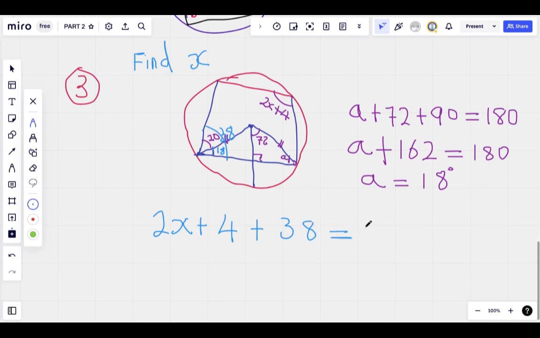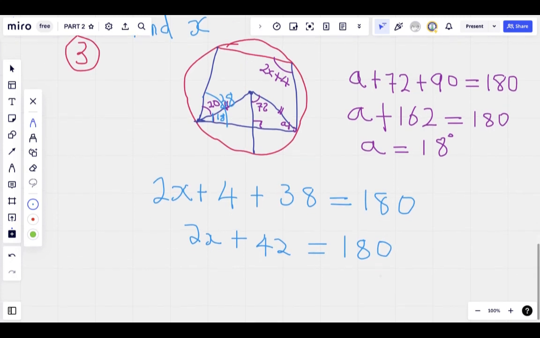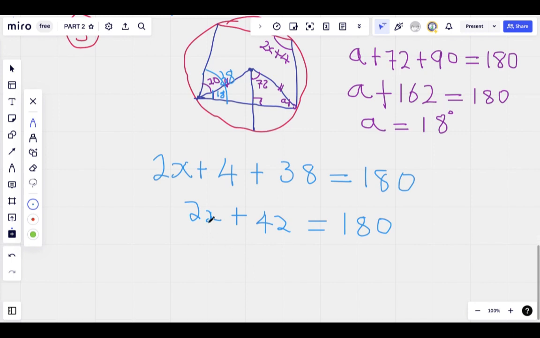Equal to 180. Why do we equate to 180? Because we are using the supplementary rule. In a cyclic quadrilateral, the opposite angles are supplementary. They add up to 180. That's the meaning. So now we add this to this, we get 42, right? 4 plus 38, we get 42. So you say 2x plus 42 equal to 180.